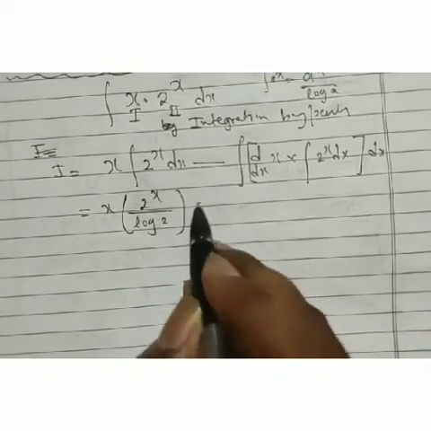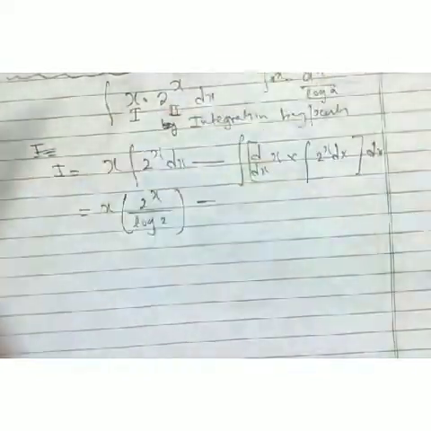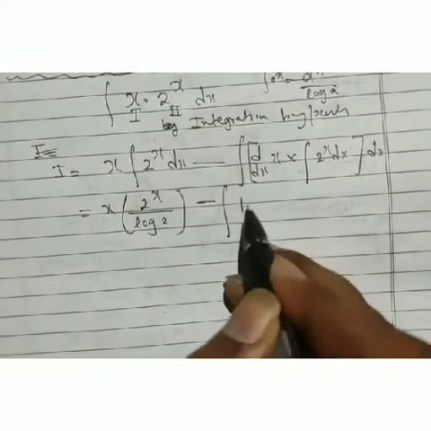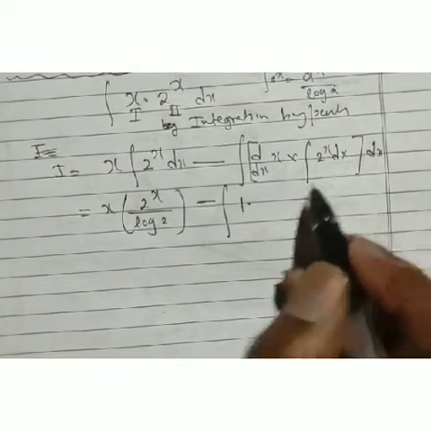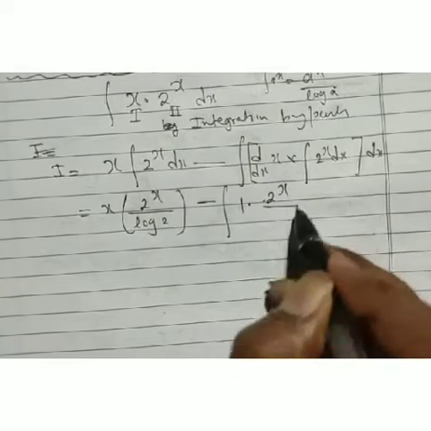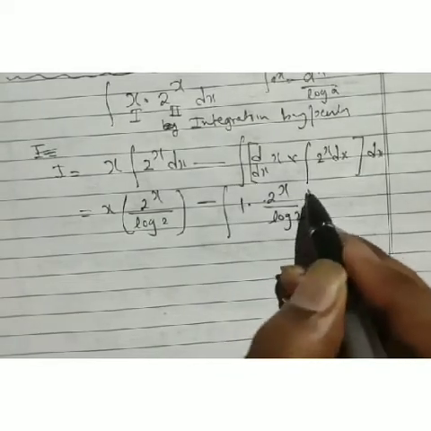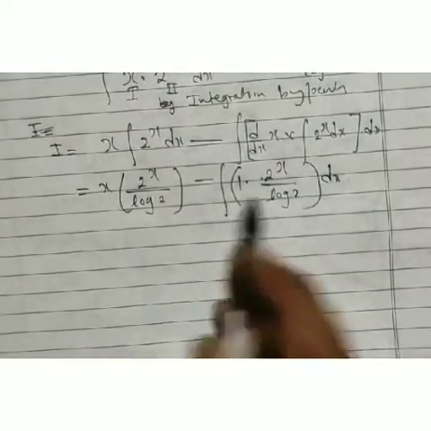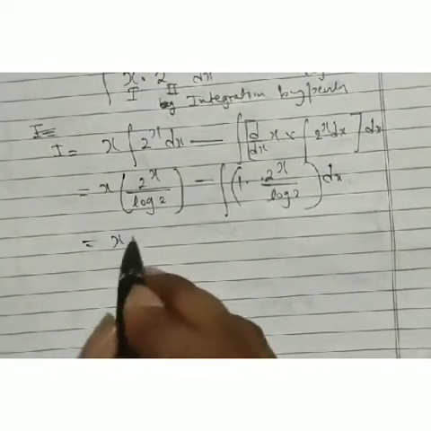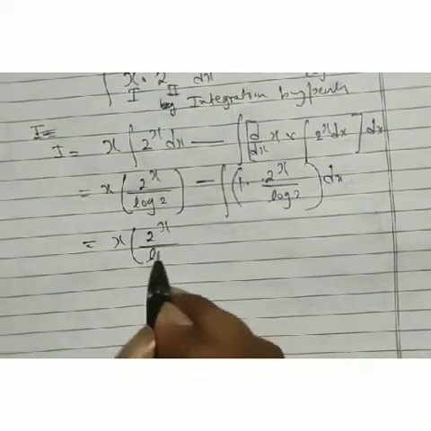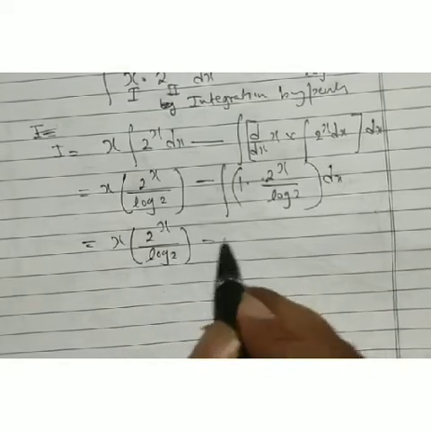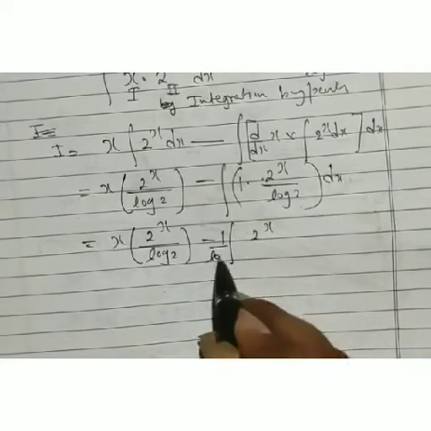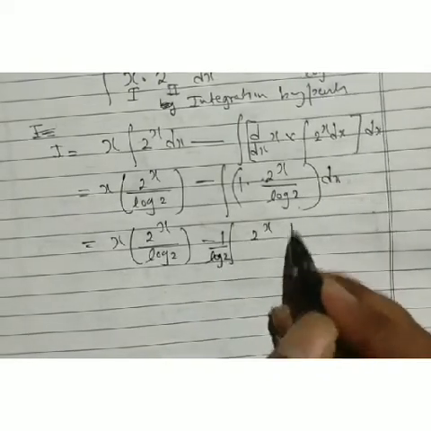Now this is our second term. d/dx of x is 1, and again the integration of 2 to the power x dx is 2 to the power x by log 2, dx. Multiplying by 1 does not change anything. So we have x into 2 to the power x by log 2 minus the integration of 2 to the power x, where we take 1 by log 2 outside because it's a constant value.